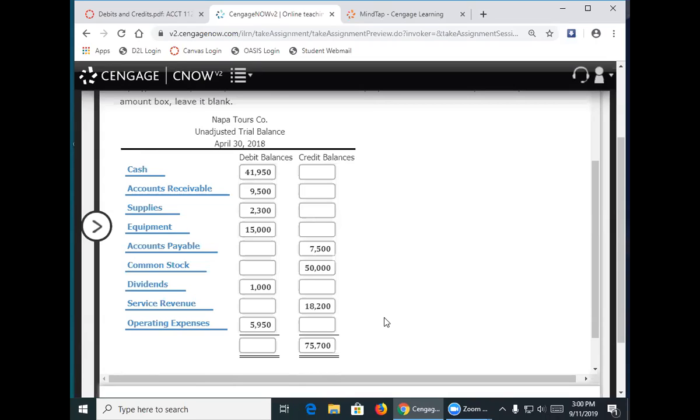The same, very good. Yeah, we got the same, right? You should get 75,700 on the debit side as well. And that's good. That's what we want. So that's what a trial balance shows: that our total debits equal our total credits.